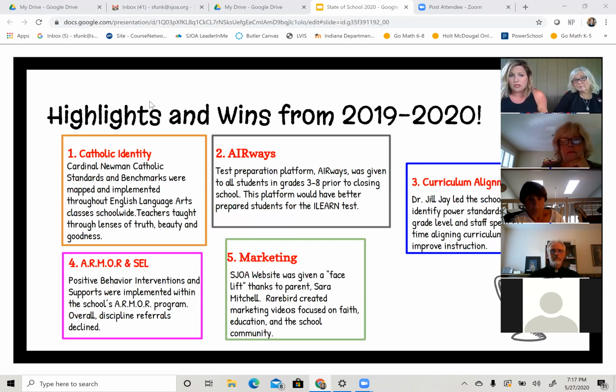Our ARMOR program and social emotional learning initiatives, I feel like our ARMOR program was a huge win this year. We focused on positive supports and changed our discipline philosophy a little bit to support social emotional learning practices. And as a result, we saw a decline in our discipline referrals overall.